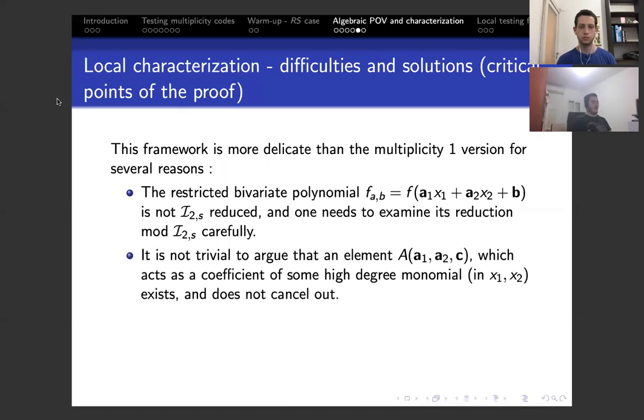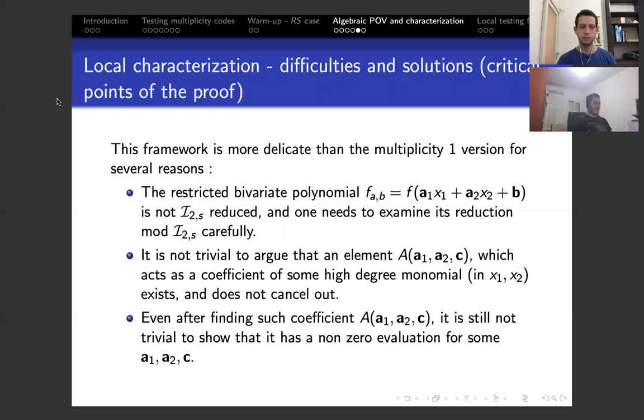Also, it is not trivial to say that an element which is a coefficient of some I degree monomial exists and nothing else cancels it out, because the elements just get mixed up, okay? And even after we find such a coefficient, we still need to say that there are some A1, A2, and C such that the coefficient is not zero. And exactly, it's not trivial like in the other case, where you had local degree less than P, and so you just got it for free.